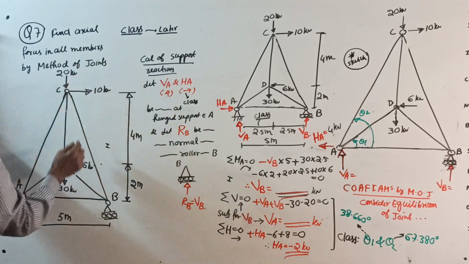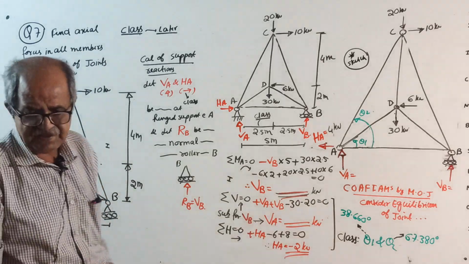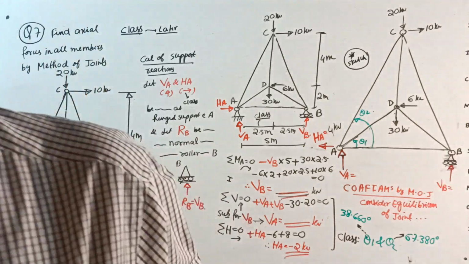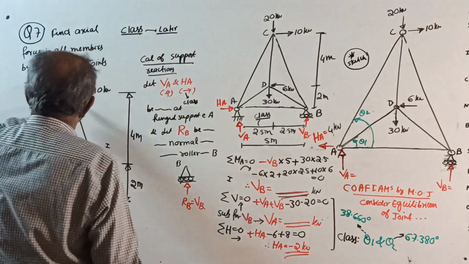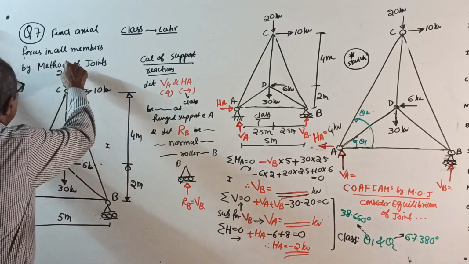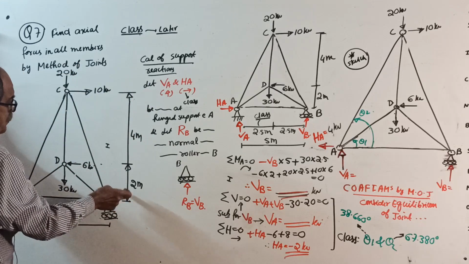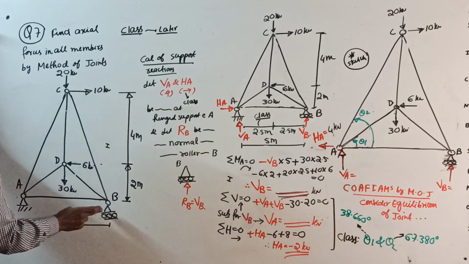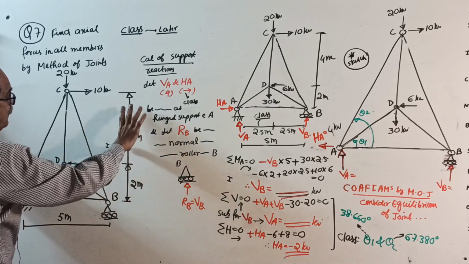See, one hinged support, one roller support. Two joints are here. 20 kN, 10 kN, 6 kN, 30 kN. 2 meter, this full height, see, this is 5 meter. From here up to here is 2. This is 4 meter. Okay.